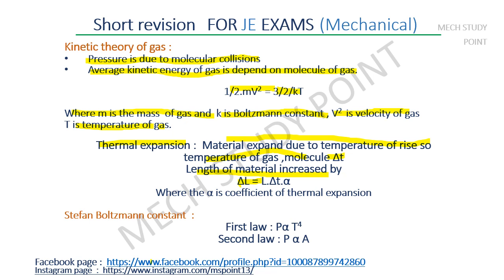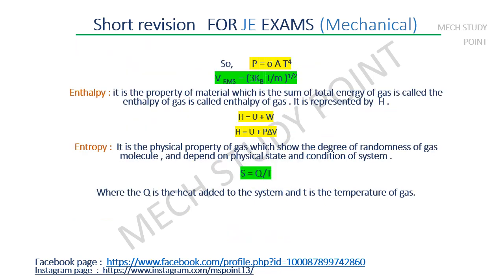Next is the Stefan Boltzmann constant. The first law states that the power is directly proportional to the fourth power of absolute temperature. The next statement is that power is directly proportional to the area. So we merge both equations and get P equal to sigma A T power 4, where A is the area, T is the absolute temperature and sigma is the Stefan constant.